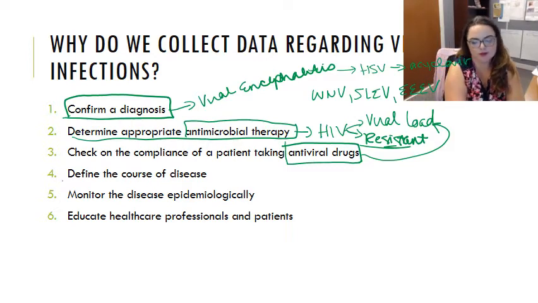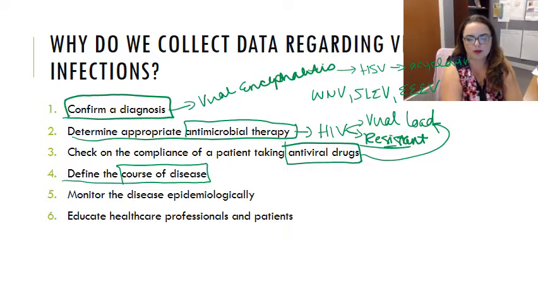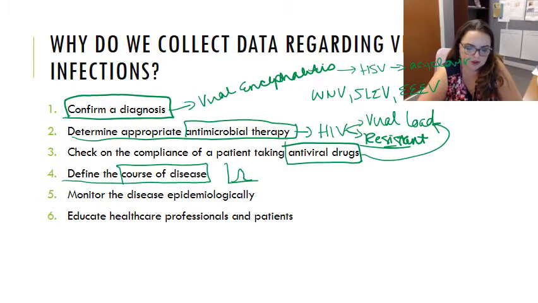Another thing you can do is define the course of the disease. There are a lot of tests that we can do, and we want to know how long our antivirals will be effective. Are they still being effective? How far along is this patient in their infection? Looking at viral load, we can determine whether they are clearing the virus, or how much virus is still present in the patient.